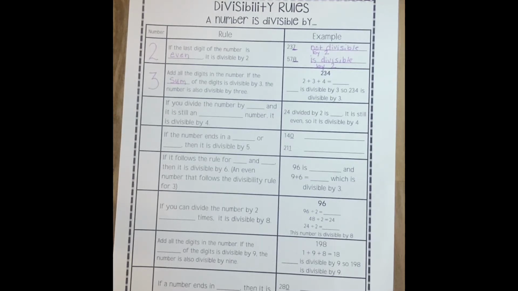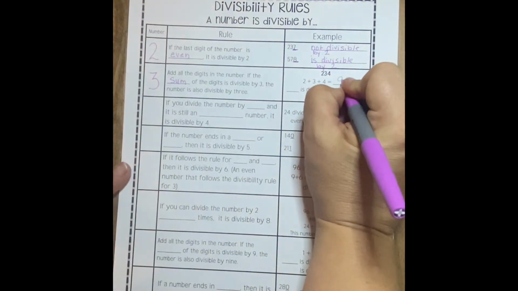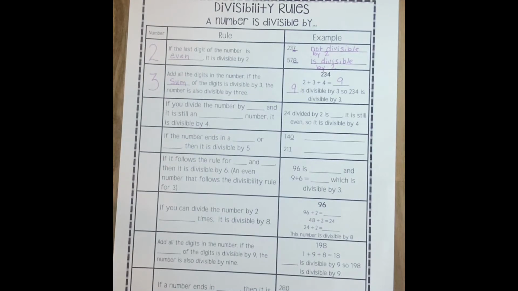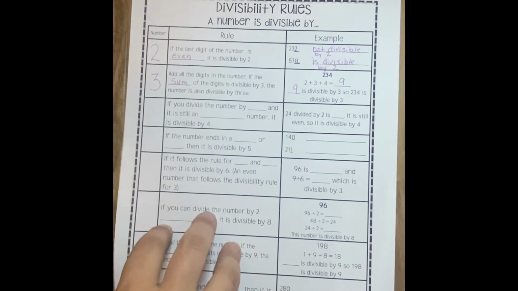So I'm going to add each one of those digits up, and I'm going to say 2 plus 3 plus 4. So when I add those up, I get 9. And I know that 9 is divisible by 3. So that means I can evenly divide 234 by 3. So it's kind of a cool trick to use. I'm going to show a couple other examples on the back of my paper. You don't need to write these down, but just pay attention as we're going over them.